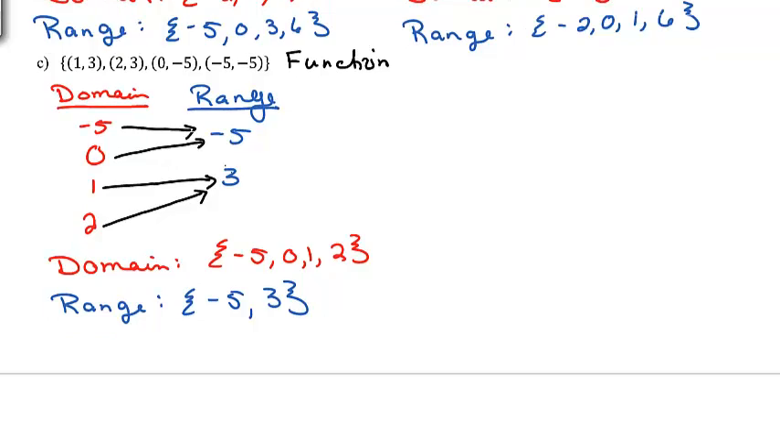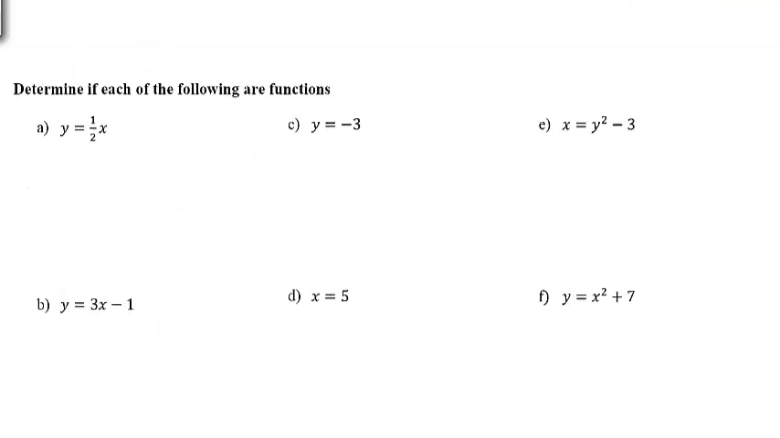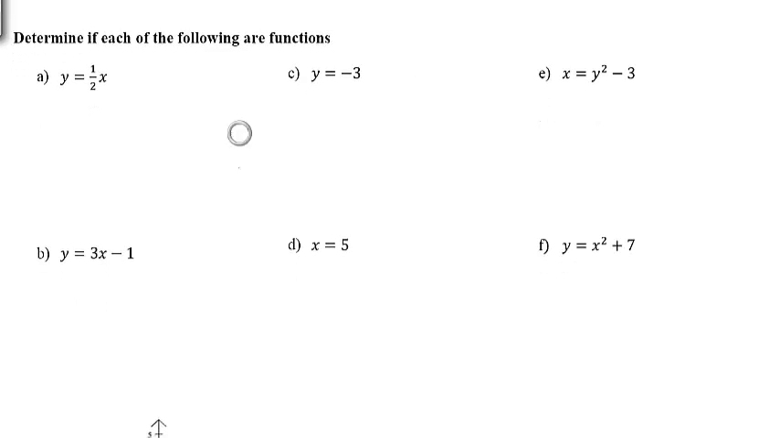So here we've seen two ways for us to display a function. One way is to list a set of ordered pairs like this. This diagram is a second way for us to describe a function, so that's two ways. A third way for us to describe a function is to use an equation, and so now we're going to determine if the following equations are functions or not.